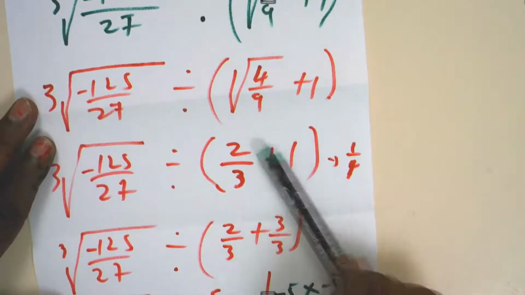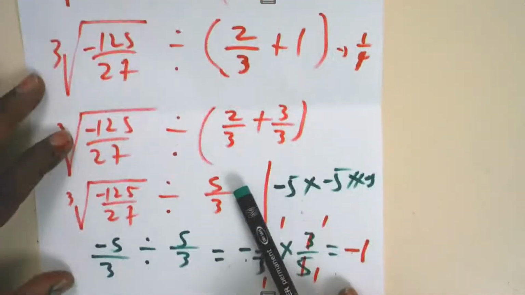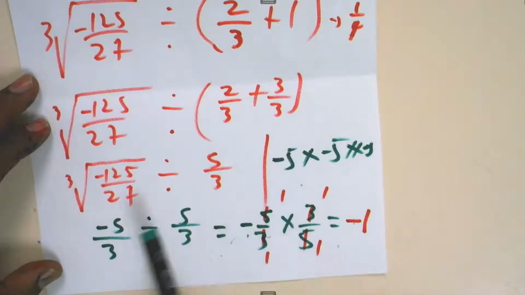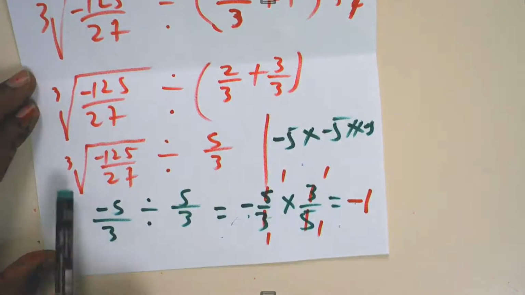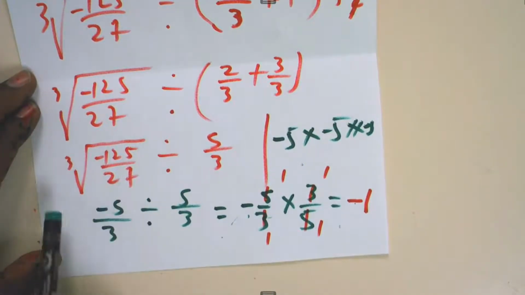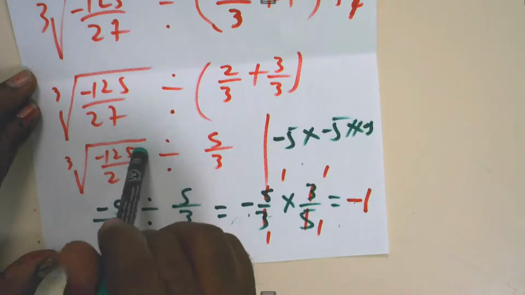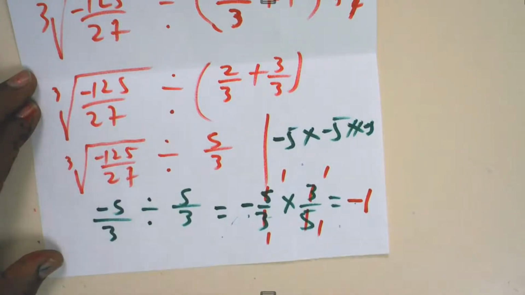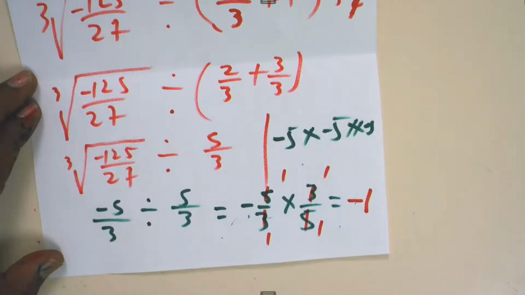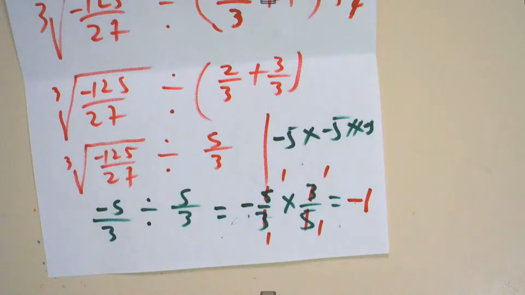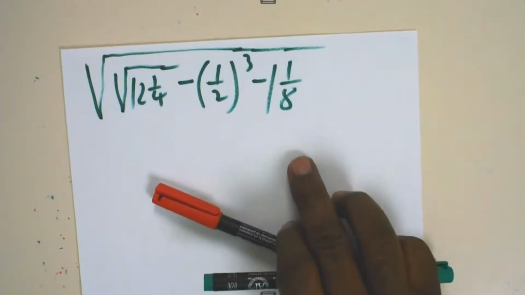We sorted out the bracket first, and then we end up with 5 over 3. Then you go to your exponents, you end up with minus 5 over 3. But remember, understanding what cube root means. Cube root means what forms that cube number. It's your minus 5 in this case. What forms that cube number? It's your 3 in this case. And then it ends up being minus 1.